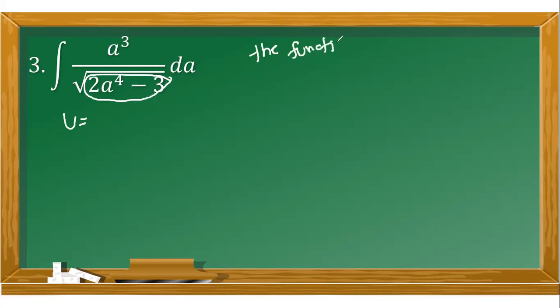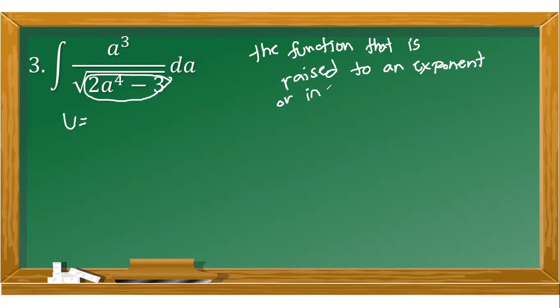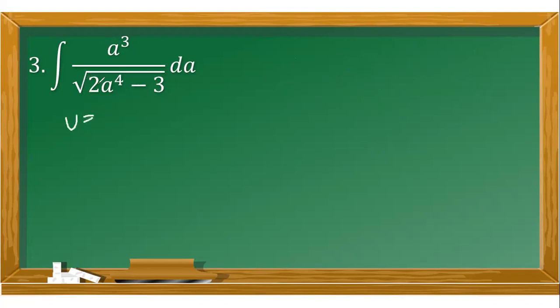Pangkaraniwan, ang sinasubstitute natin kay u or ipinapaloob natin kay u is yung naka-raise kay exponent, the function that is raised to an exponent, or inside a radical sign. Pangkaraniwan, yun yung pinapasok natin kay u. So u will be equal to, ang ipapasok natin ay 2a to the fourth minus 3, since nasa loob siya ng radical sign.